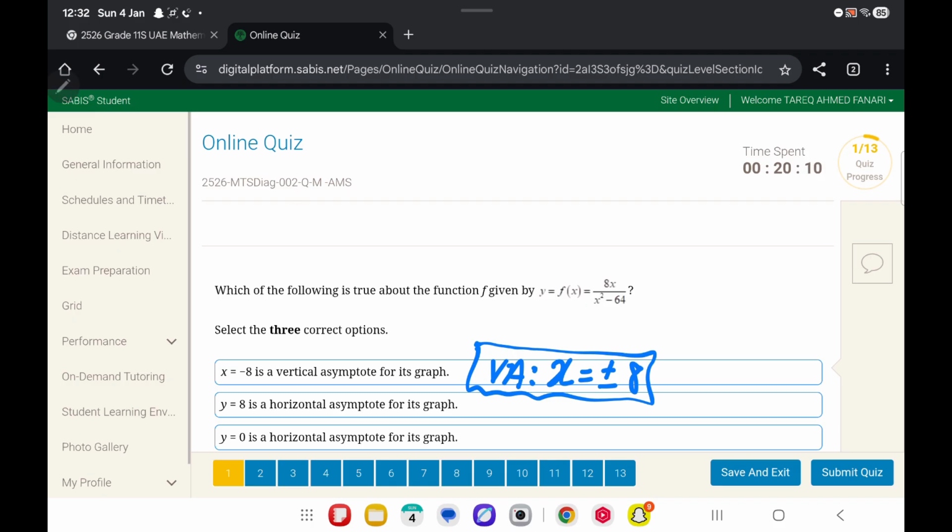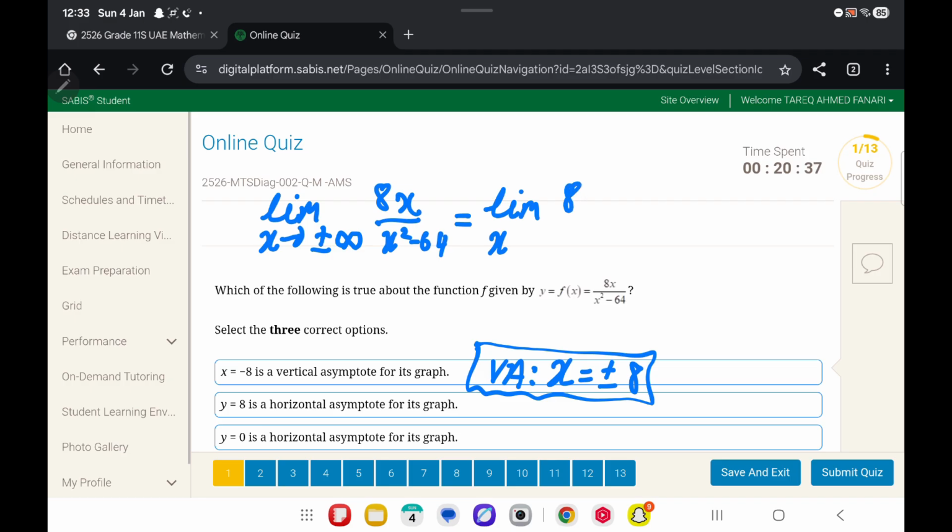So to find this, I'm going to take the limit. Right? The limit as x approaches plus or minus infinity of the function 8x over x squared minus 64. Now for rational functions, I only need to worry about the terms with the highest power. So limit of the function with the highest power. Now I'm only concerned about 8x over x squared.